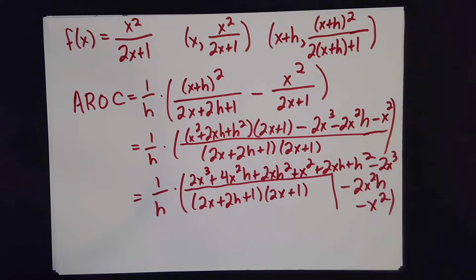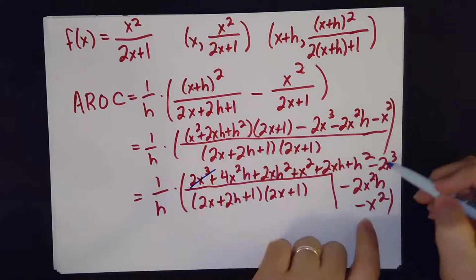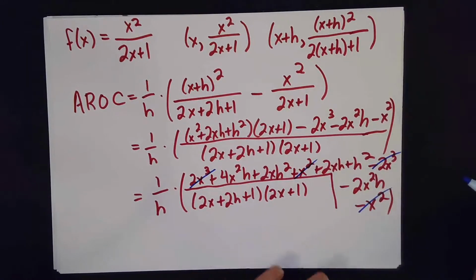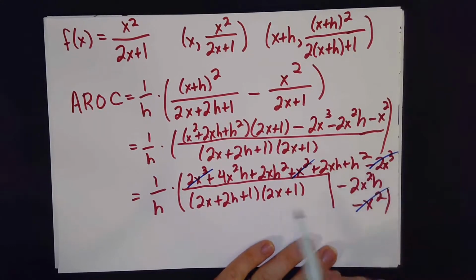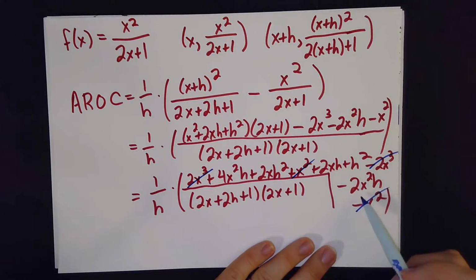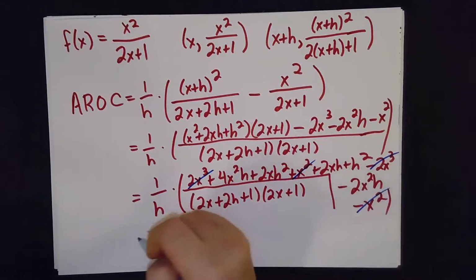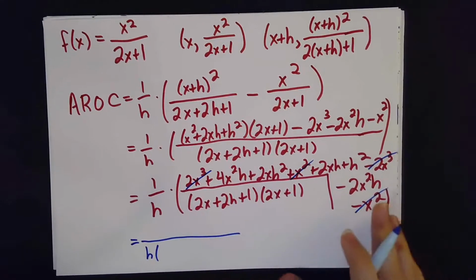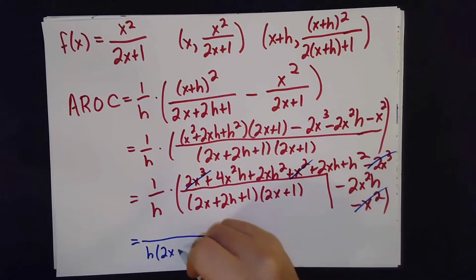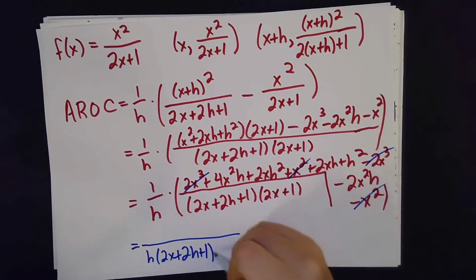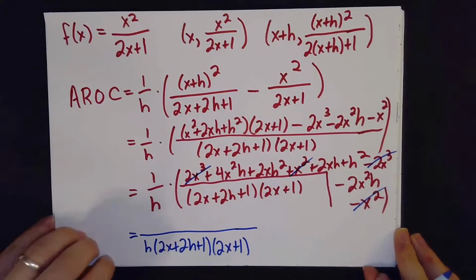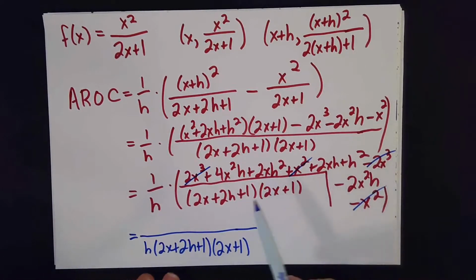So let's go ahead and find stuff that cancels and hope there's a lot. There's a 2x cubed and a minus 2x cubed. There's an x squared and a minus x squared. That might be it. So I go ahead and write this down. Next line. H times 2x plus 2h plus 1, 2x plus 1. What's going to be left in the numerator?